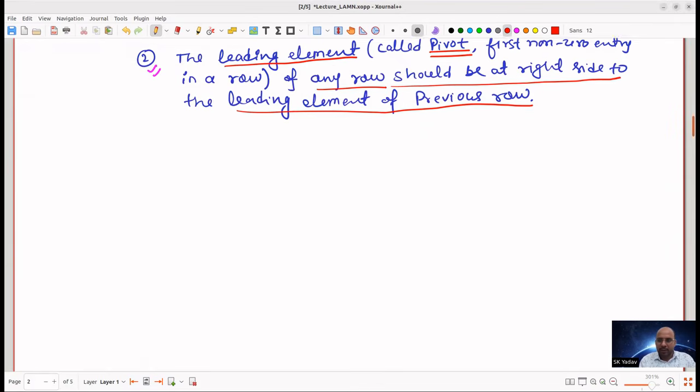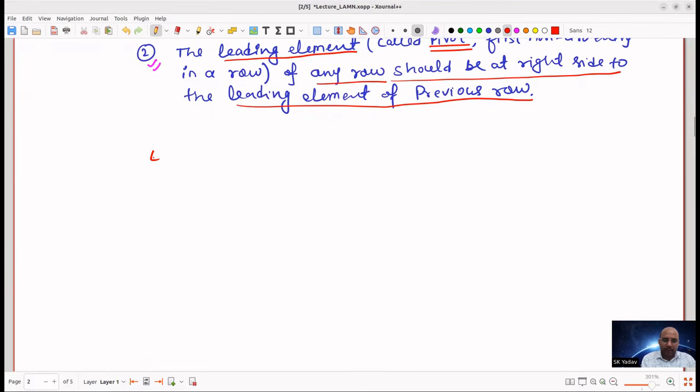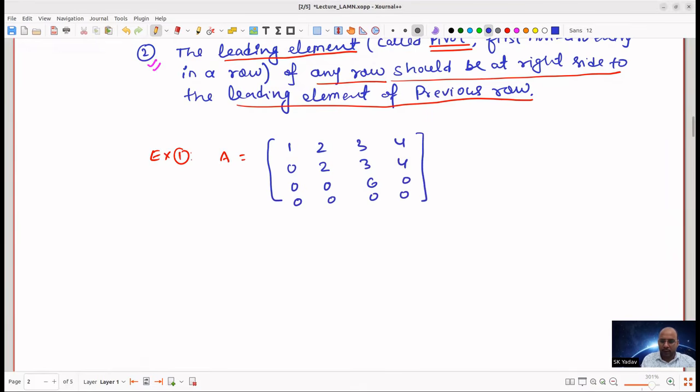Let us see some examples. It will be more clear with those examples. So I have taken here example number 1, and let's see what is the matrix A here. So if I write the matrix, let's say we have 1, 2, 3, 4, and 0, 2, 3, 4. The third row is 0, 0, 6, 0, and the last row is 0, 0, 0, 0. So this is a 4 cross 4 matrix. And to identify whether this given matrix is in echelon form or not, we have to check the leading elements and the conditions.